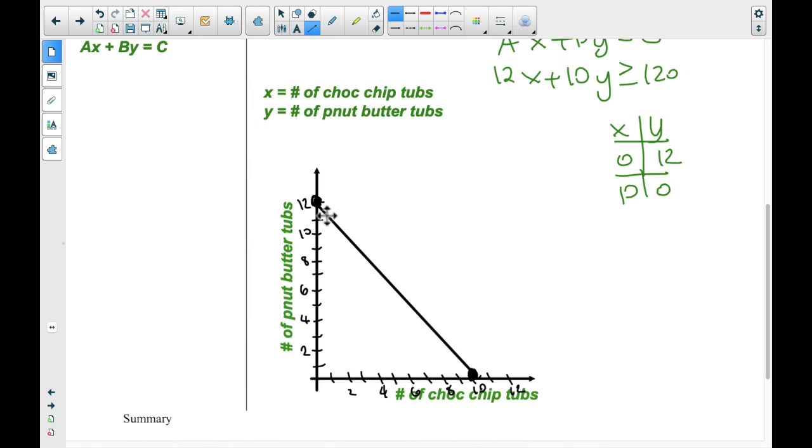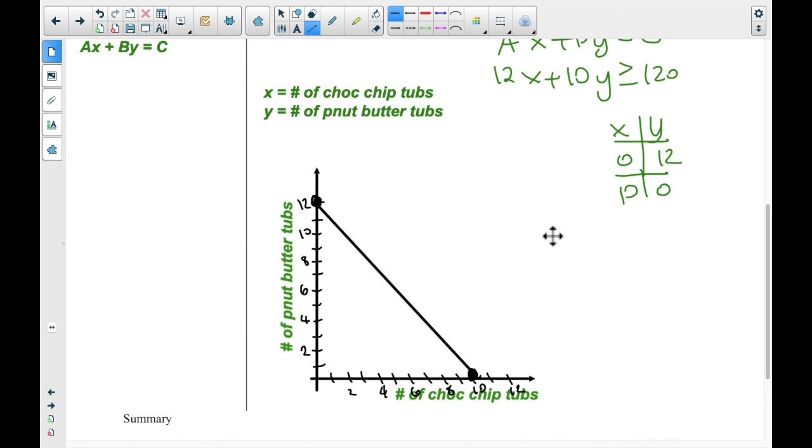Now, why do I only have this quarter of the graph? Can you have negative? No, because you can't have negative tubs of cookie dough. So we have to stay in the positives, and that's why I've stayed just with positives here.